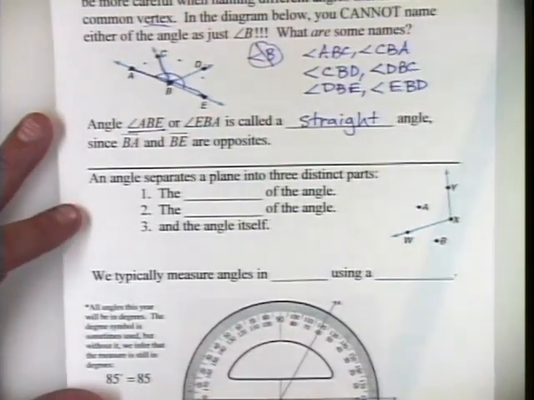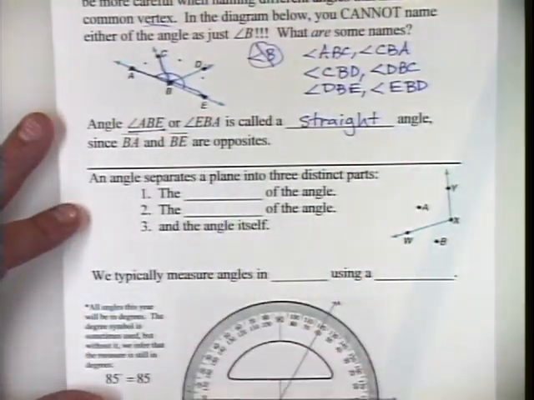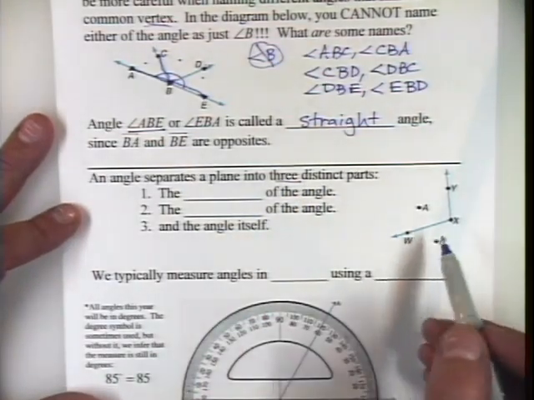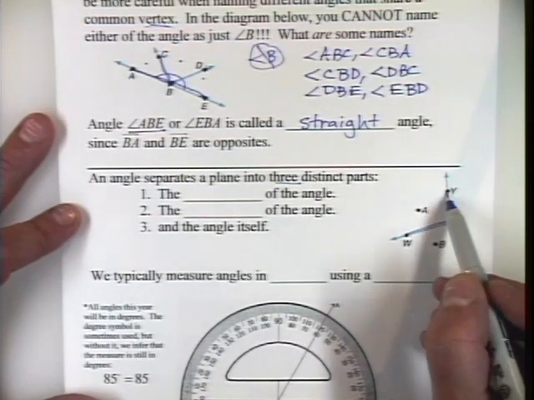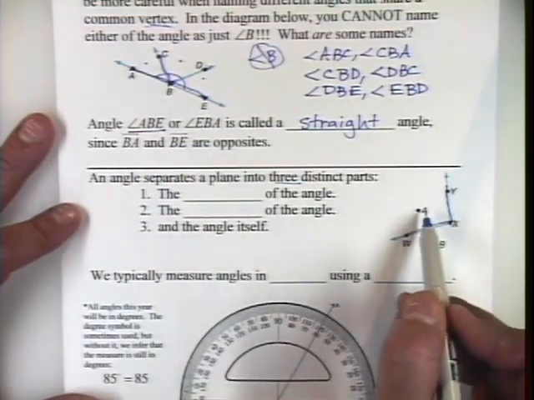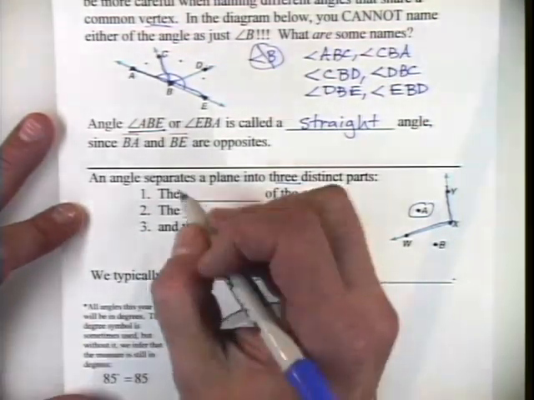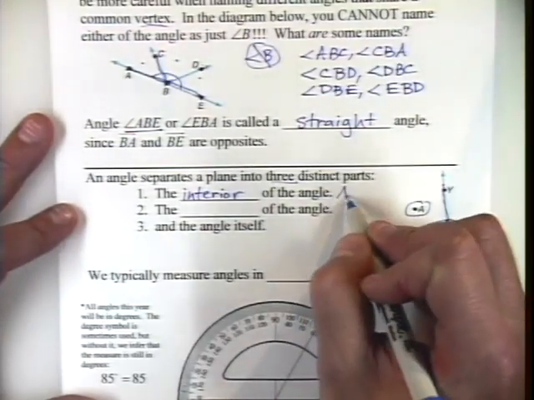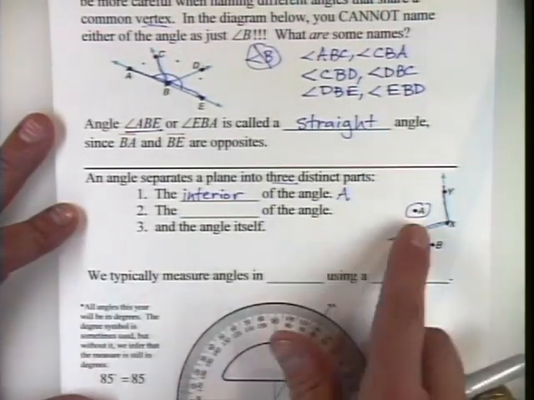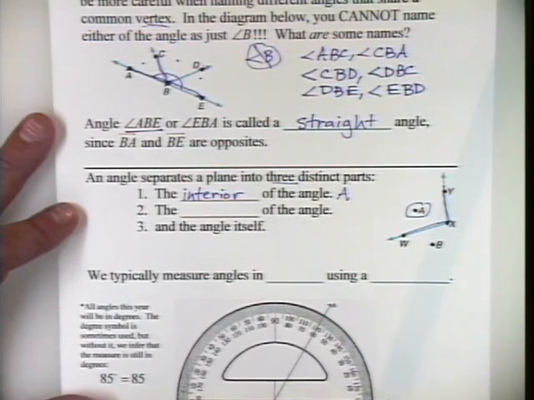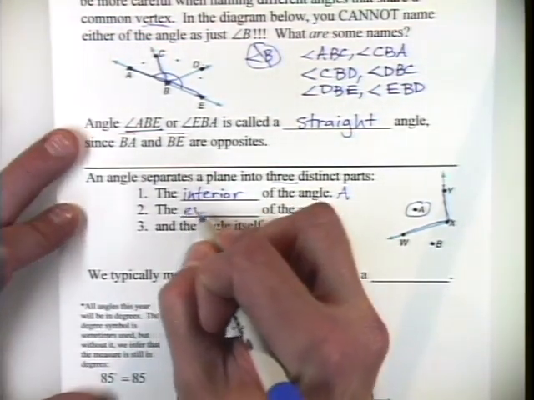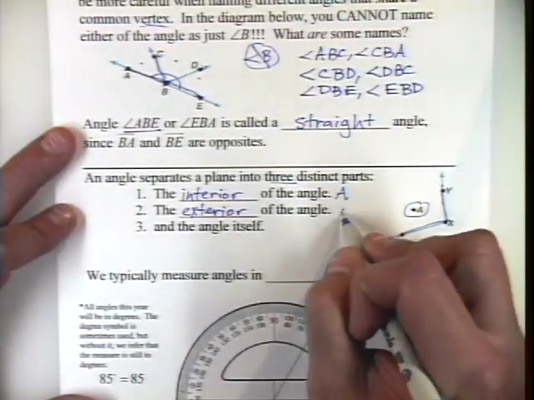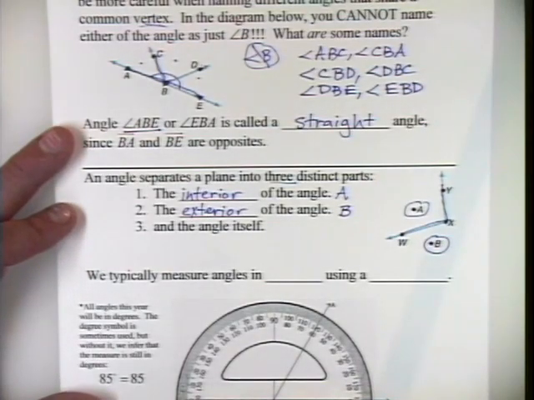Okay. Now, whenever we have an angle, it is going to separate the two-dimensional plane, the flat plane, into three distinct parts. If you look at this diagram over here, we have angle WXY. We have something that's inside the angle called the interior of the angle, and an example would be point A. Remember, we name points with just a single capital letter. We say point A is on the interior or inside the angle. We also have the exterior of the angle, and if you notice over here, point B appears to be on the outside or the exterior of the angle.